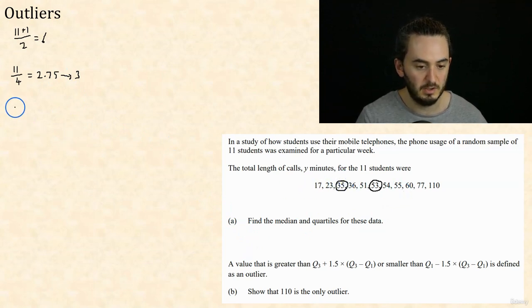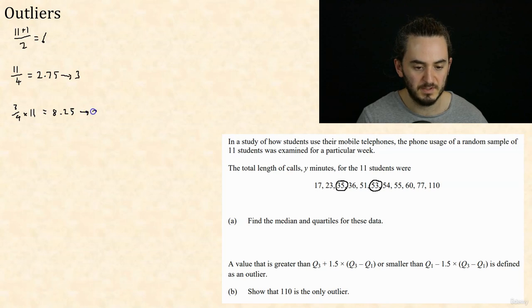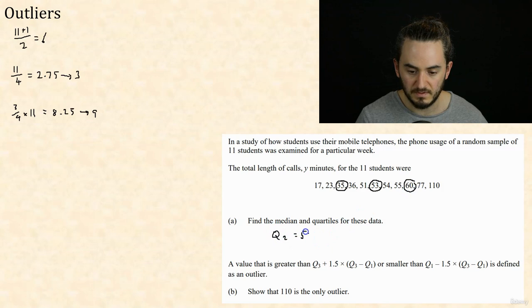And for the upper quartile, we do 3/4 of 11. So 3/4 of 11 is 8.25. Since that's not a whole number, we round up to the nearest whole number, so we're looking for the 9th term. So 1, 2, 3, 4, 5, 6, 7, 8, 9. So there's the upper quartile. My answers to that are that Q2, the median, is 53. The lower quartile, Q1, is 35. And the upper quartile, Q3, is 60.